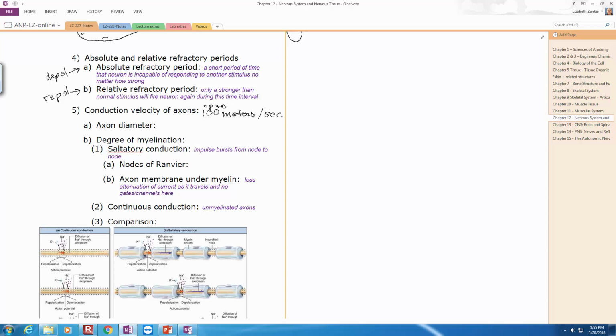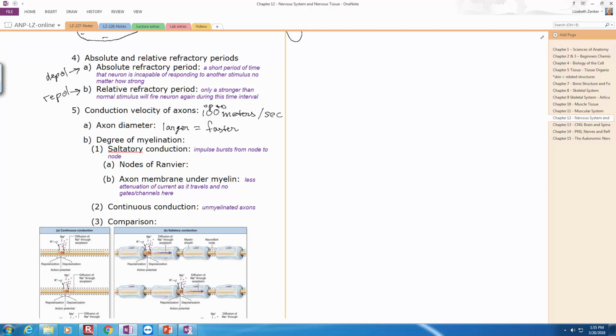So the larger, fatter, bigger diameter, the faster it would be for the conduction, for it to travel down, because there is less resistance. So larger diameter equals faster conduction due to less resistance. So if it's smaller or thinner axon, it would have more resistance and it would be a little slower then compared to a larger diameter one.